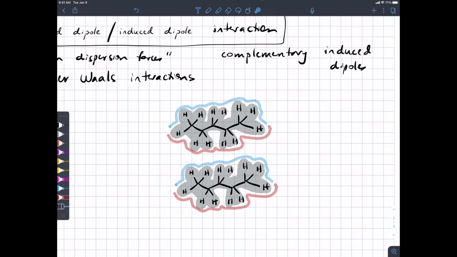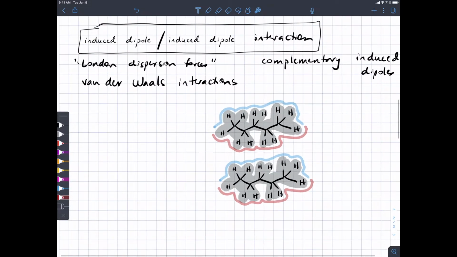Okay? So this interaction depends on molecules being near each other and really in contact. There's the term van der Waals is often used. You'll hear about the van der Waals radius of an atom, which tells you about how big an atom is. And that's the radius at which electron-electron repulsion starts to overcome these attractive interactions between induced dipoles.